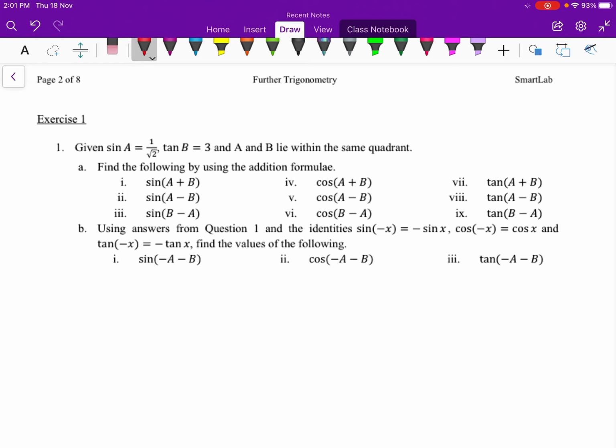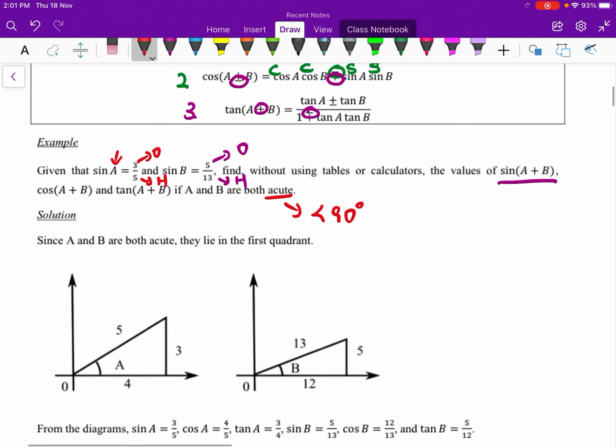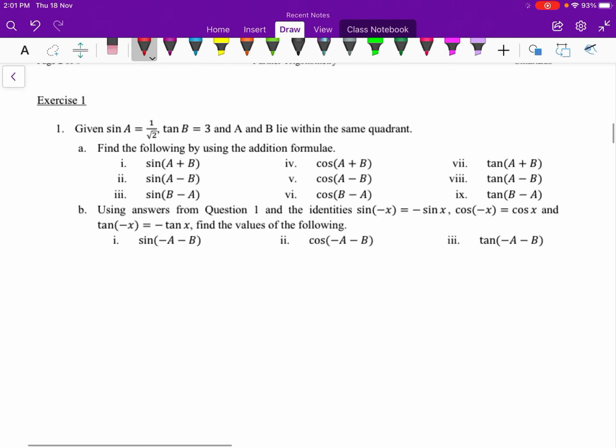So first thing first, when we are doing this question, we always want to determine our quadrant. For the previous part, our quadrant is easily determined because they already say it. So that one is quite easy. But for this exercise 1, question 1 is a bit more difficult, but we can determine it nevertheless. If you look at sine A, this is positive. Then for tangent B, it's also positive. So definitely we are interested in the first quadrant.